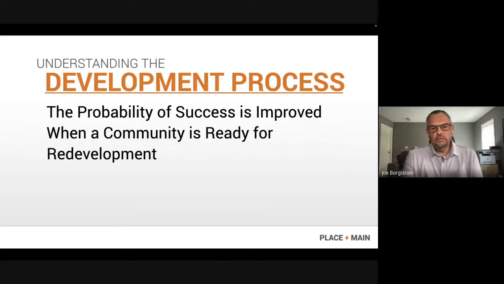One of the things I think is really undersold is that the probability of your success is improved when a community is ready for redevelopment. Now, this seems like a pretty benign statement, so to speak. But what you really need to understand is that you need to make sure you know what's going on. You understand how the process works.